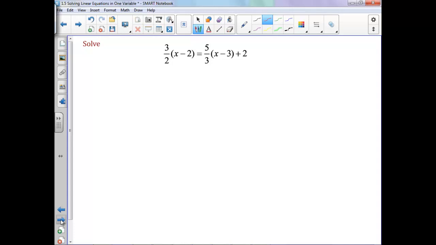Alright, so this one, it looks more complicated. However, it's following the same idea. We want to distribute first. Get rid of our parentheses.